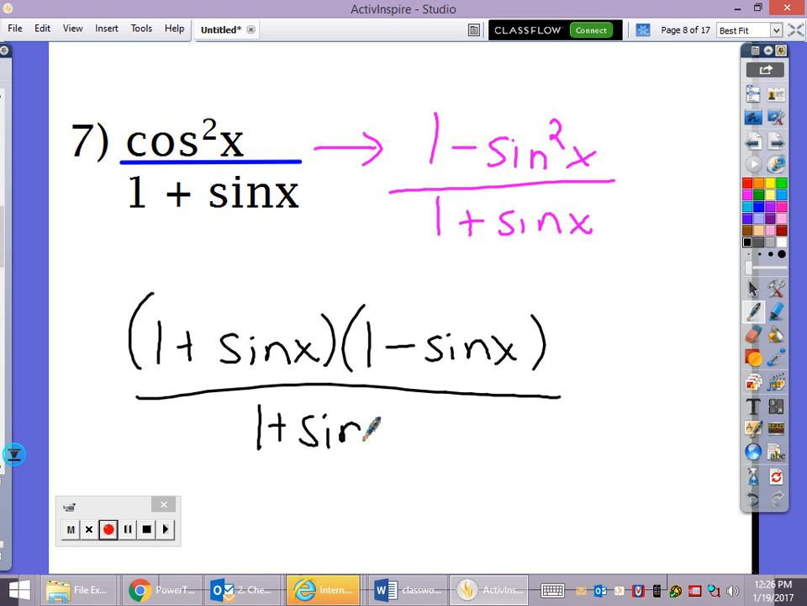Okay, somebody else take over now. Somebody, yes. Mario. Excellent, I can cancel it out because they match, and what am I left with? 1 minus sine x, great. Okay. You can put that paper aside. We're now going to add a new piece to the puzzle.